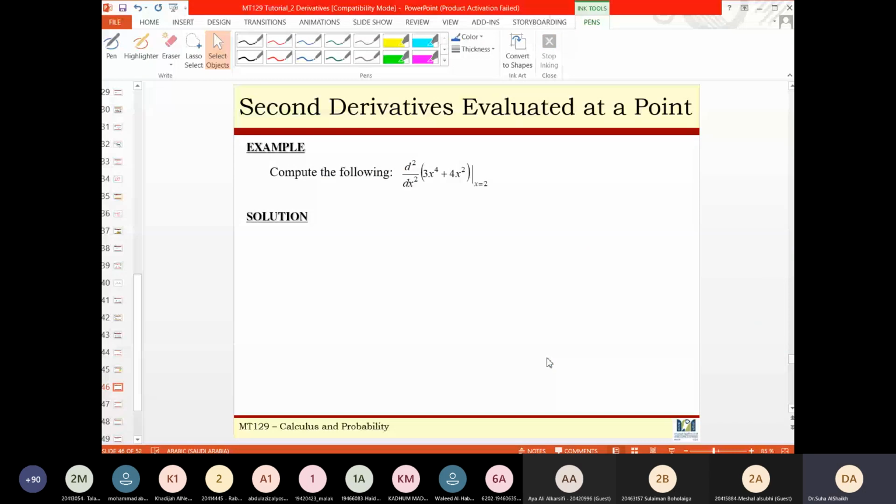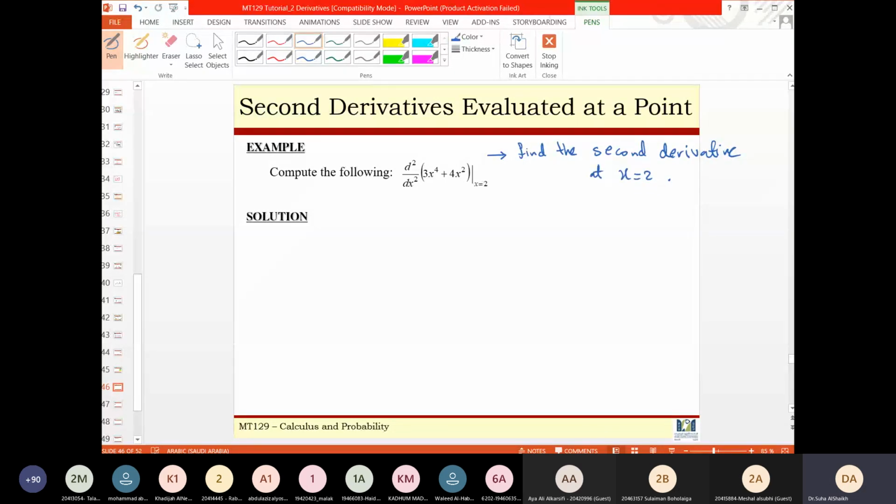One more example. This is what I was telling you. We must have the ability to read the samples. You must be able to read the samples. What do they want here? Translate it for me into English. What does it mean? d square by dx square of the function at x equal to 2. So if I want to say it, it means find the second derivative at x equal to 2.